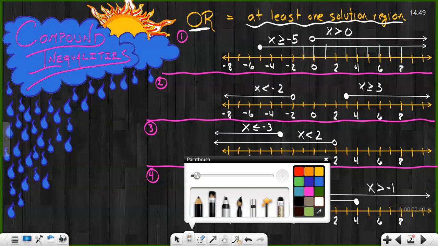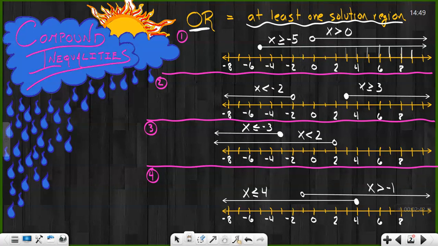So with that in mind, now that we understand our solution regions and what we're looking for, we can boil this compound inequality down. Instead of saying that x is greater than or equal to negative 5 or x is greater than 0, we could write this in a simpler way. We notice that anything from negative 5, including negative 5, and greater than it made this compound inequality true. All right? Because every single one of those points made at least one of them true.